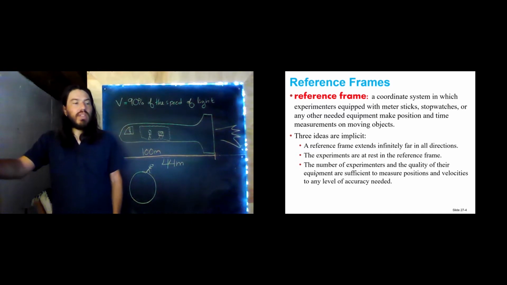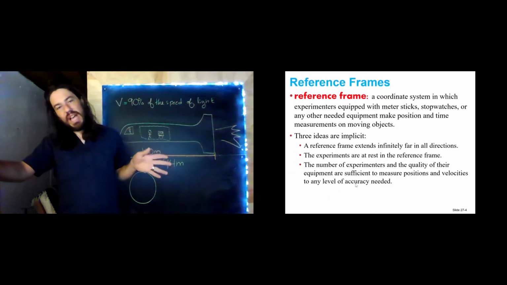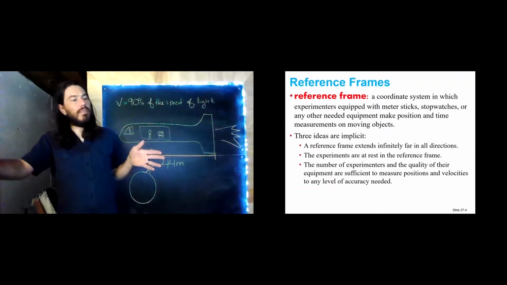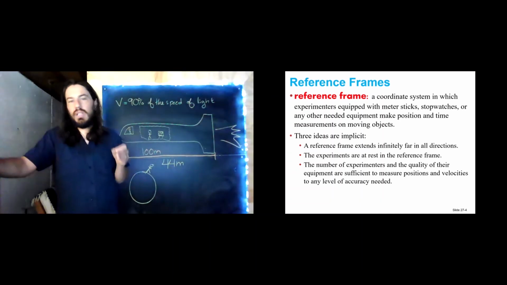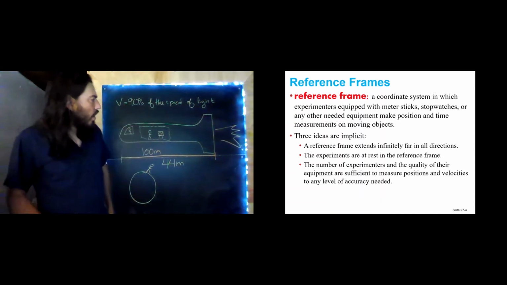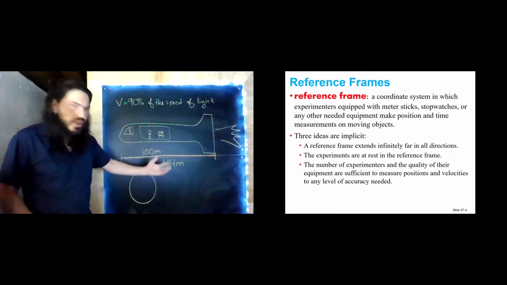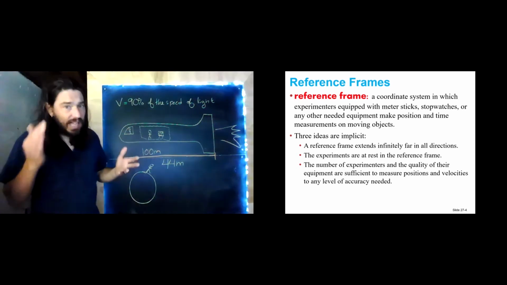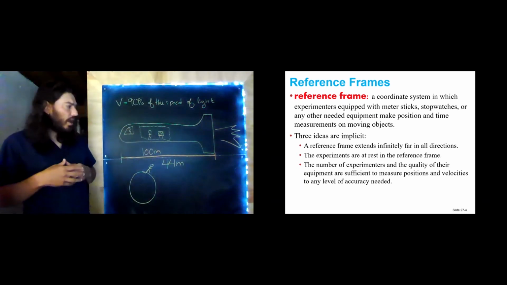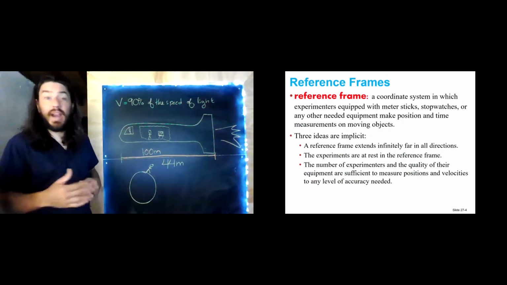And further, the number of experimenters and the quality of their equipment are sufficient to measure positions and velocities to any level of accuracy needed. The point here is that we're mostly dealing with thought experiments, right? So we can say, well, how would I manage to measure this as he's flying by? How would I even do that? Well, I'm not saying it would be easy to do, but we're just imagining that whatever it takes, this guy's got it. So that's what we mean there.